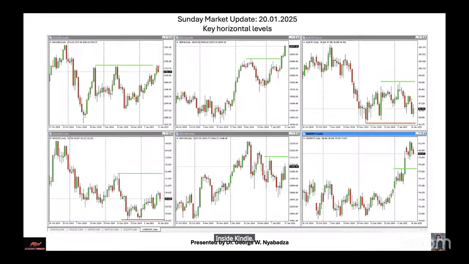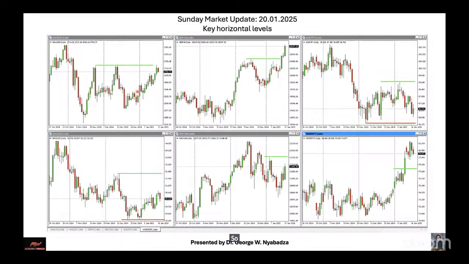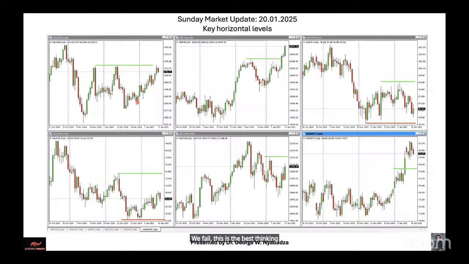So market is still bullish, but at this level, the bears are probably saying, hang on a second. We failed to get to a new low here, but here we are at the double top. So, bears who have been waiting to sell at a better price, instead of selling here when we fail, these are the bears thinking, we can now start to sell here. It's a much better price than selling down here. So this level is absolutely key for this asset, for everyone.